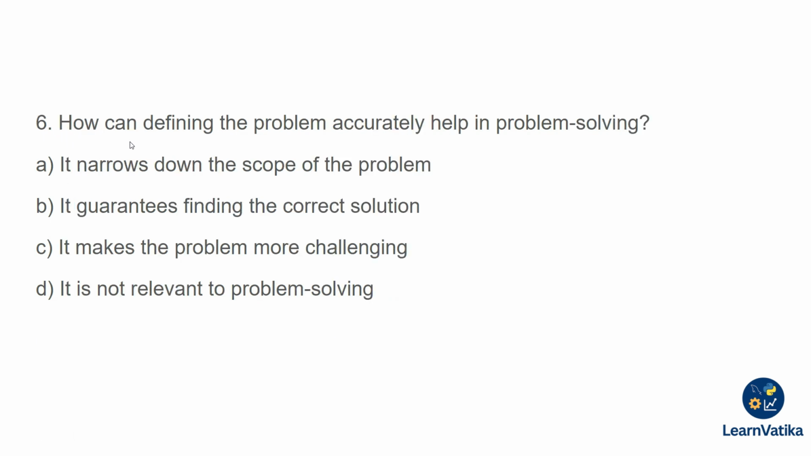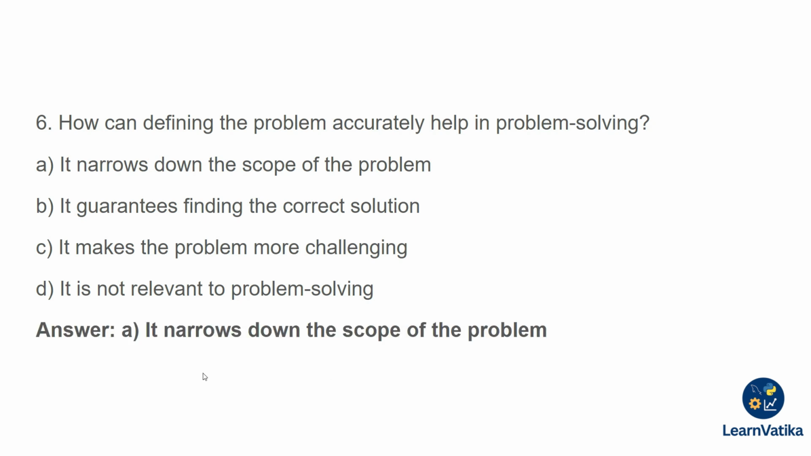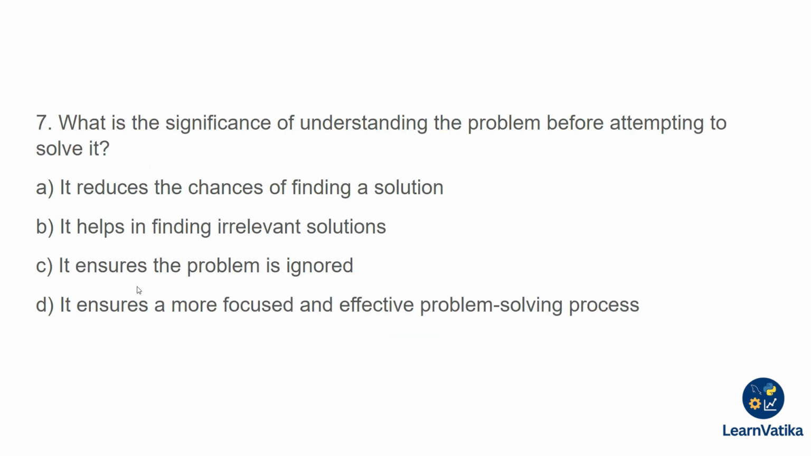The sixth question is how can defining the problem accurately help in problem solving? Option A, it narrows down the scope of the problem. Option B, it guarantees finding the correct solution. Option C, it makes the problem more challenging. Option D, it is not relevant to problem solving. So the correct answer is option A, it narrows down the scope of the problem.